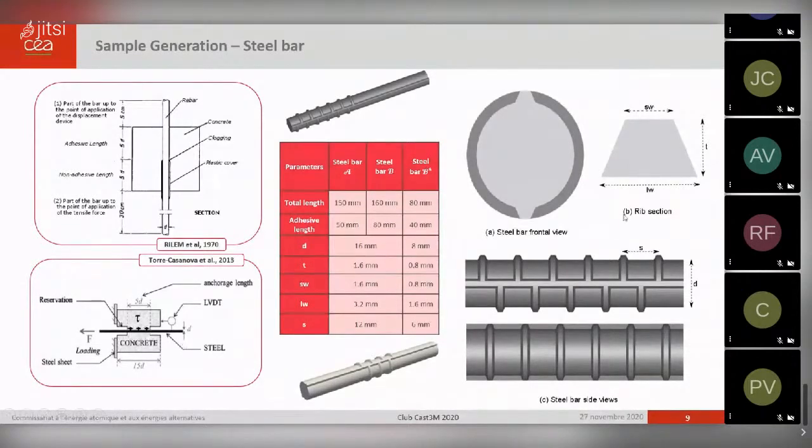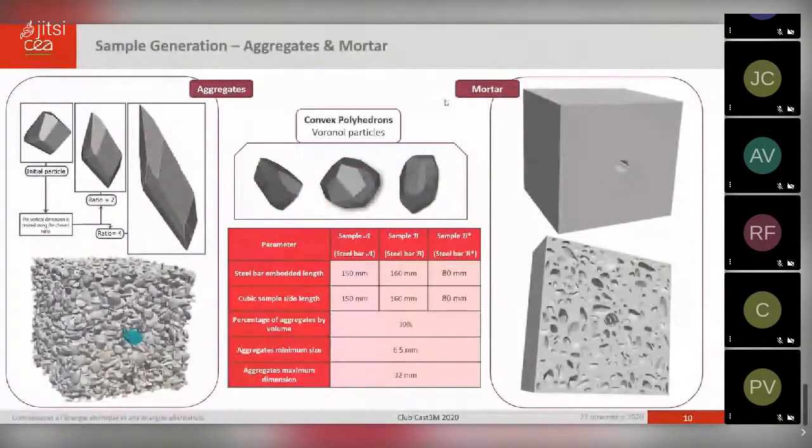The rib had a trapezoidal section, an isosceles trapezoid with an angle of 60 degrees. This can be modified down to 45 degrees to check the effect of the rib angle on the spreading of the damage. The second thing is how to model the aggregates.